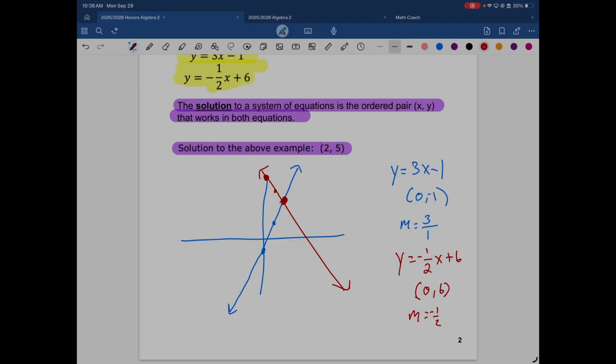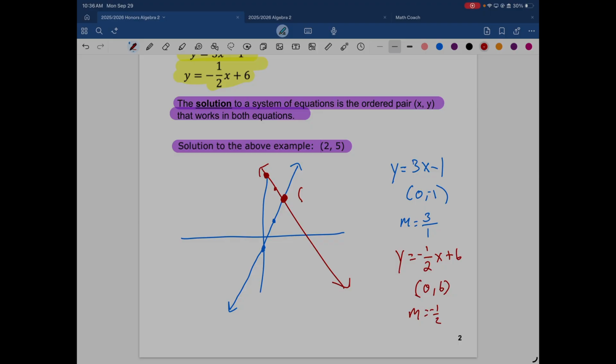This point right here, that is my solution to this system of equations. And again, mine is not accurate at all. Yours should be far more accurate than mine is. But that's the point (2, 5). And again, the only way I know it's (2, 5) is because that's what it told me it was. On your graph, it should show that it's at (2, 5).